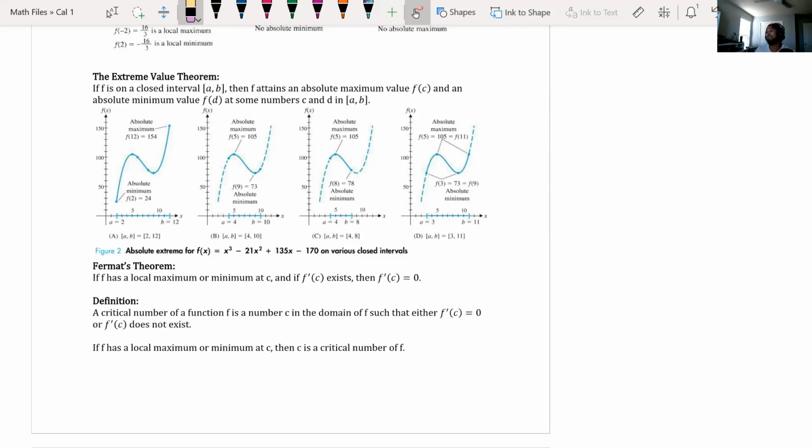All right. So if you find a critical number, you can find a maximum or minimum at it.